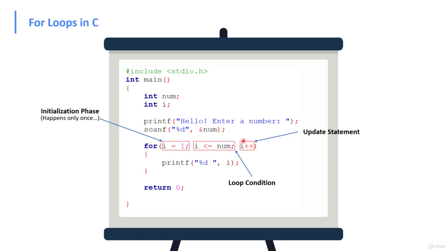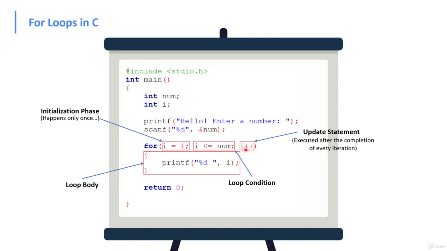So this happens after an iteration is over and we print to the screen, then we update the statement, we increment i by 1, and then, to run the loop body once again, we check whether this condition is true or false. In this case, 2 is less than or equal to 5, right? The condition is true, so we execute the loop body once again and we print 2 to the screen.